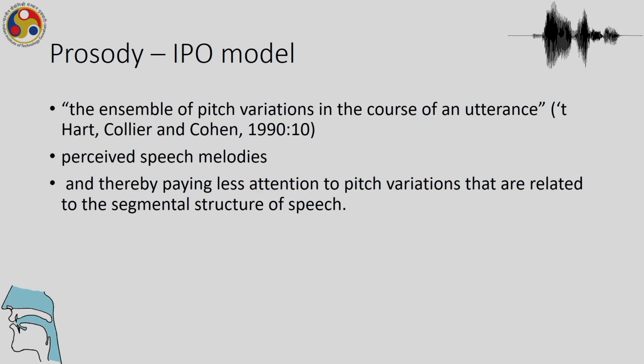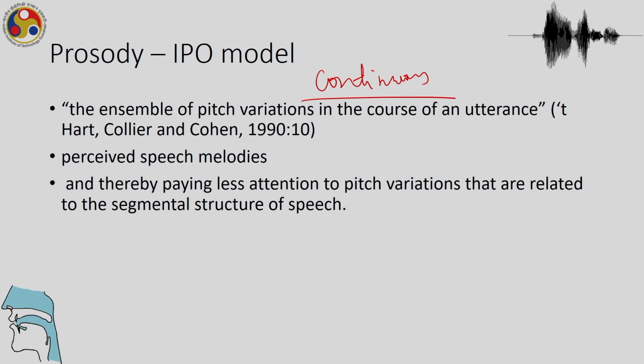The IPO model is one such model which models prosody. We're going to talk about the IPO model in this lecture, and we will talk about other models in the other lectures. In the IPO model, intonation is defined as the ensemble of pitch variations in the course of an utterance. When we talk about the course of an utterance, note that we are talking about the continuous changes in an utterance.